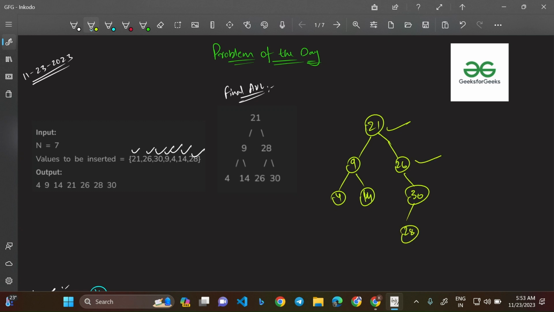But now it's not following the AVL property anymore, because for 26, you see that the left side height is 0, but the right side is 2. So 2 minus 0 is equal to 2, which does not belong to the set. So it will be removed.